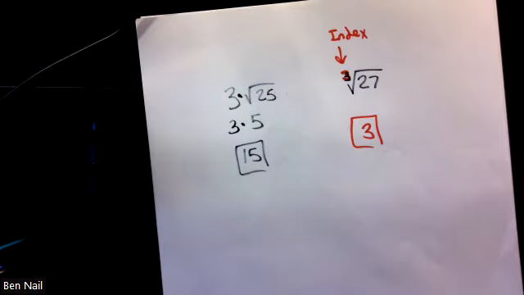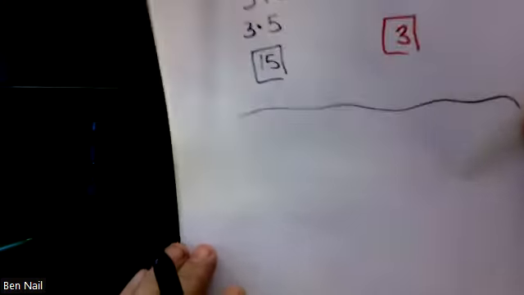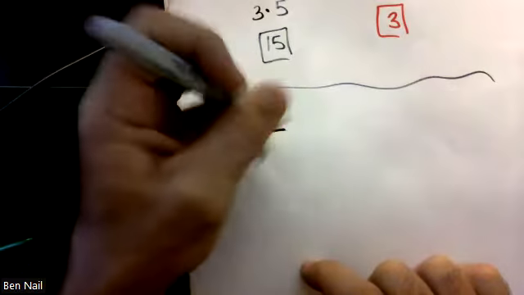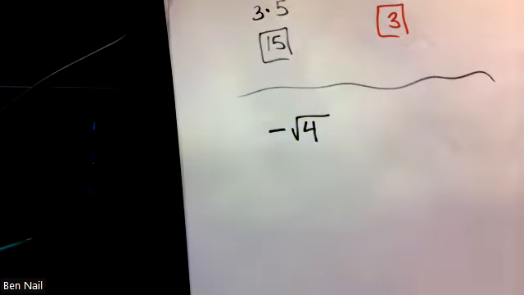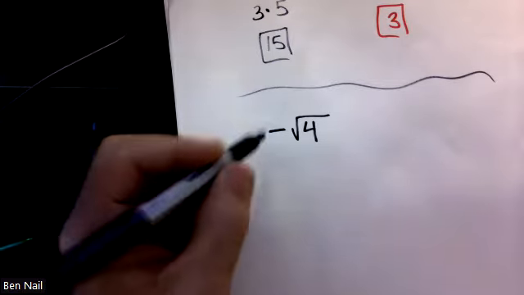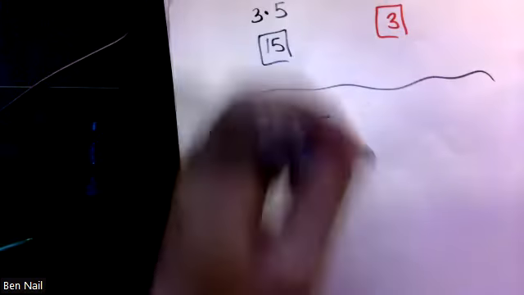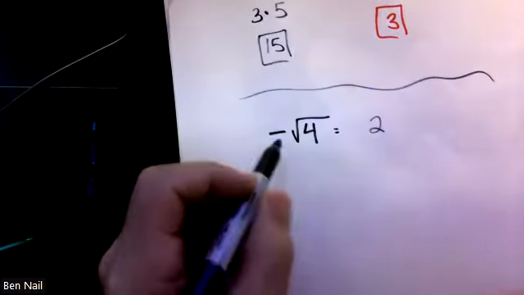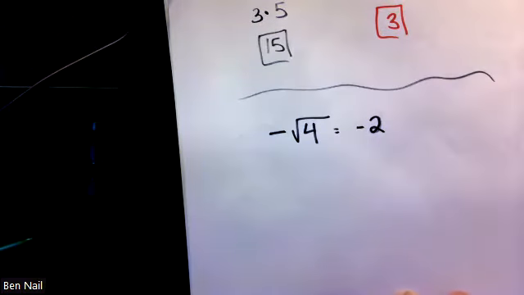Okay, another thing they're going to deal with is negatives. There's a couple of ways they can do this. They behave differently. First off, if they just put a negative out in front of your radical, that just implies the negative of. So this is saying the negative of the square root of 4, which the square root of 4 is 2. So the negative of that would be negative 2.